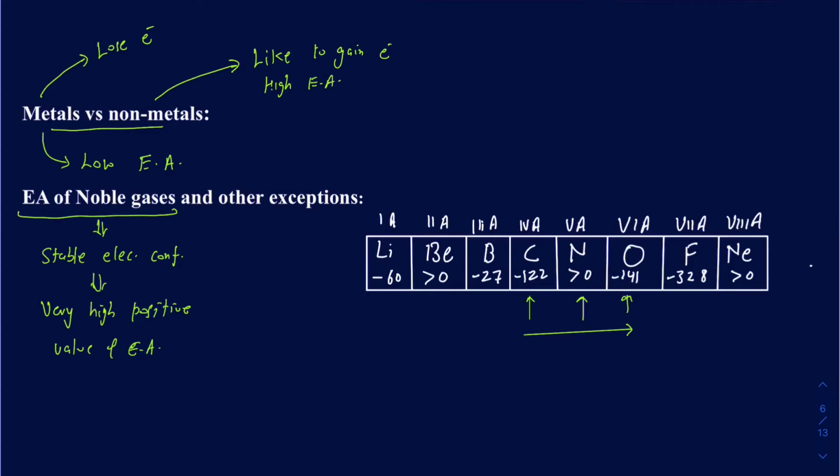So this is one of the exceptions here, where even though nitrogen is further to the right than carbon, nitrogen still has a lower electron affinity than carbon.